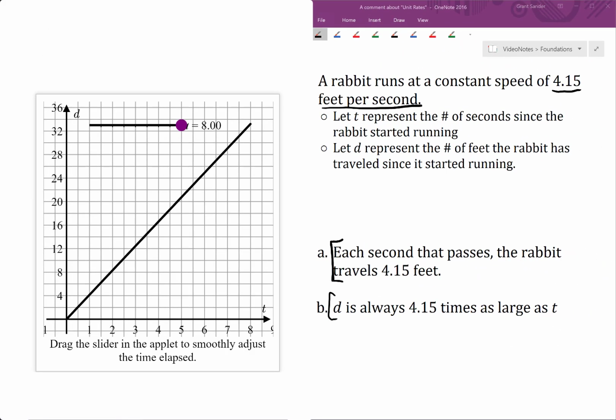Now it's important to point out that the second way of thinking actually kind of encapsulates the first one. If d is always 4.15 times as large as t, if t is equal to 1, then d must be equal to 4.15 times 1, which is 4.15, which is pretty similar to the first way of thinking up there, about 4.15 feet each second that passes.